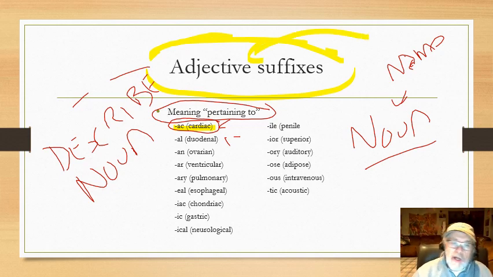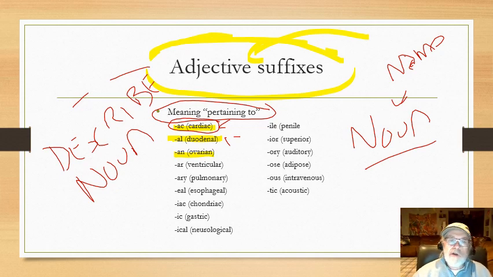Next one, duodenal. The duodenum is the first portion of the small intestine. We'll talk about that in the GI section. Somebody may have a duodenal ulcer. What's the noun? The ulcer would be the noun. That's the name of the sore that's in the duodenum. But what type of ulcer is it? It's a duodenal ulcer, because duodenal describes a noun. It becomes an adjective.